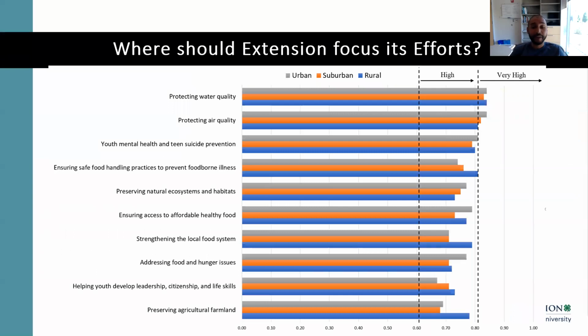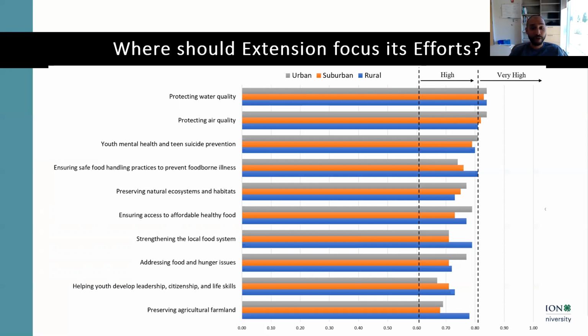So I'd like to start off by talking about residents' perception of where USU Extension should place its efforts. The questionnaire included 35 different societal issues. The chart here shows the top 10 societal issues in urban, suburban, and rural communities. So you'd quickly notice that protecting air and water quality were highest ranked across all communities. In other words, residents in urban, suburban, and rural communities all believe that Extension should place very high effort on protecting air and water quality.